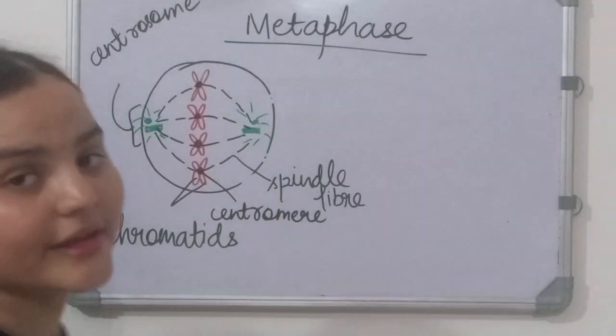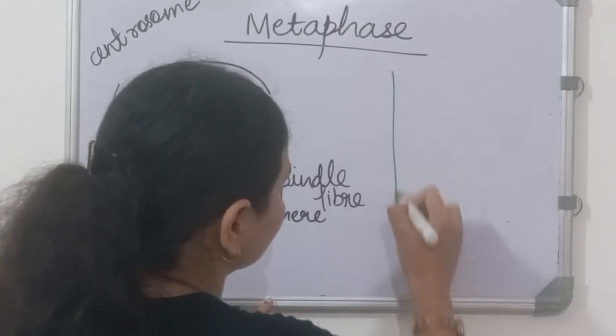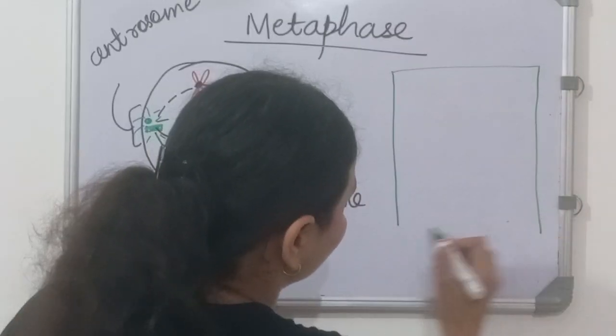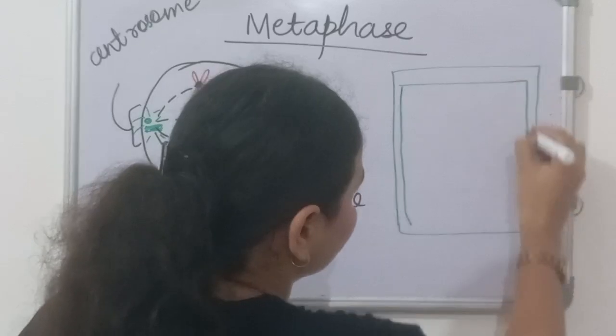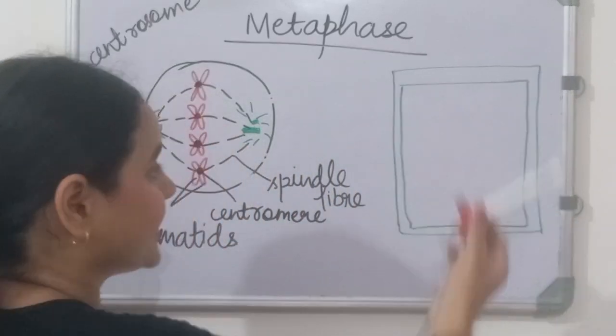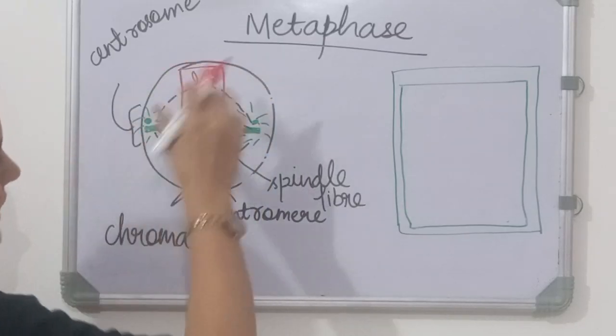Now let's draw in case of plants. We have cell wall, cell membrane. Now we'll draw the chromosomes arranged in one plane. This is the plane. Okay, equator.